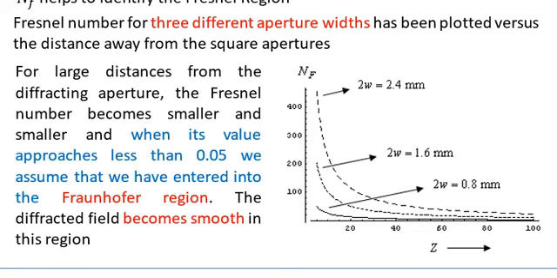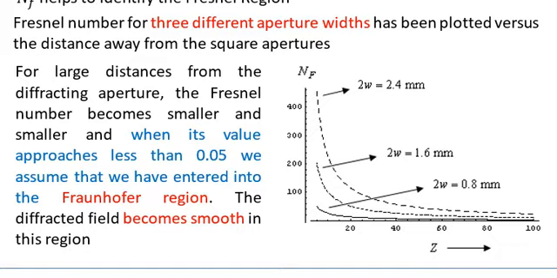You see that we have used 3 values of the width of the aperture in one dimension. The lowest value is 2W equal to 0.8 millimeter. The next higher value is 2W equal to 1.6 millimeter, and the third value is 2W equal to 2.4 millimeter. You can see that for the greater width of the aperture, we have a larger value of NF. We start with the larger value of NF.